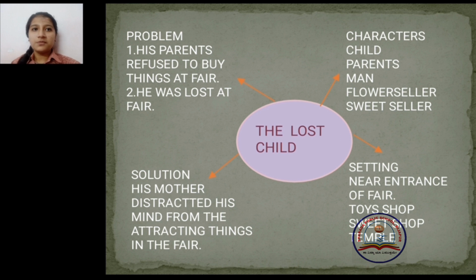There were two major problems in the story. The first one was that his parents refused to buy the little kid the things he wanted at the fair. The second one was that he was lost at the fair. The solution for the first problem was that his mother distracted the mind of the child from the attracting things he saw in the fair.